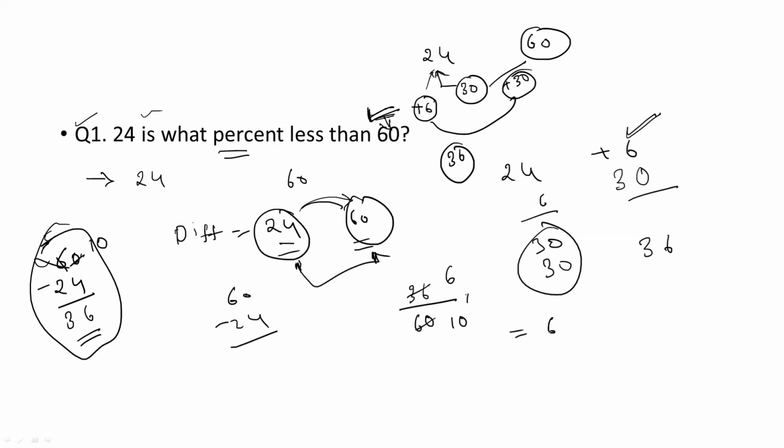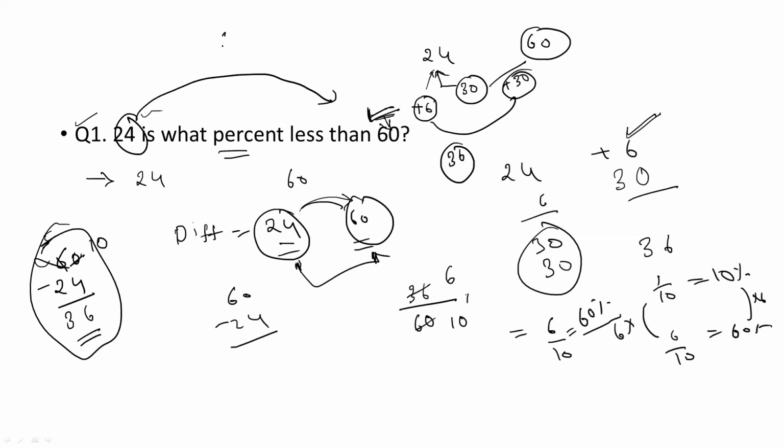So what will you get? 6 by 10. And you know that 1 by 10 is nothing but 10%. So 6 by 10 is multiplied by 6, and 10% into 6 gives 60%. So 6 by 10 is nothing but 60%. So what will you say? You will say 24 is 60% less than 60. Yes or no? Is it clear to you all?